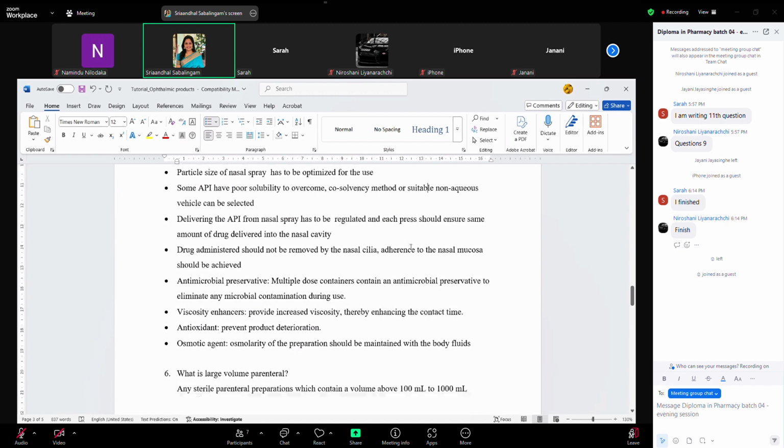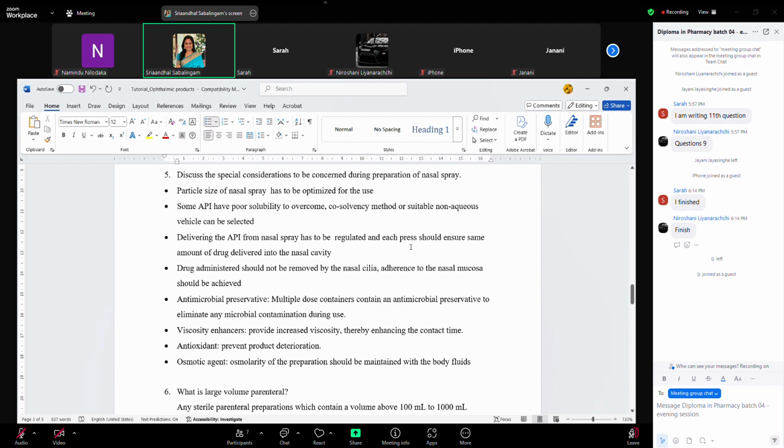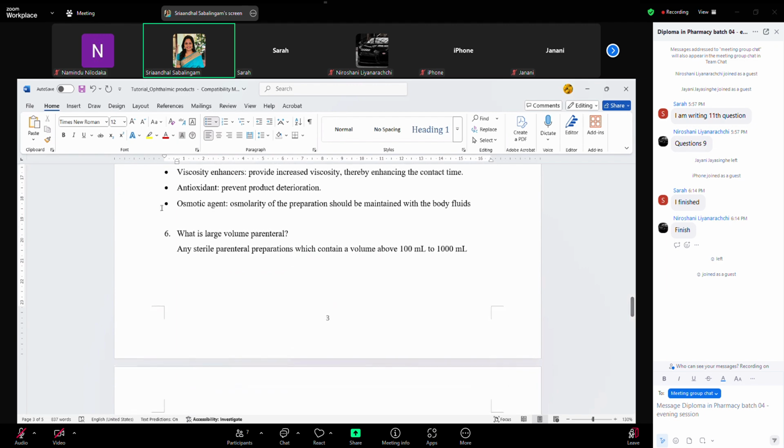Okay, the fifth question: what is a large volume parenteral? The basic definition of a large volume parenteral is any sterile preparation that contains a volume above 100 milliliters up to 1000 milliliters. Technically, up to 100 milliliters we consider it a small volume parenteral, but if it comes in at 101 to 1000 milliliters, we consider it a large volume parenteral. So if a vial or ampule contains only 100 milliliters, you have to classify it as a small volume parenteral, not a large one, right?